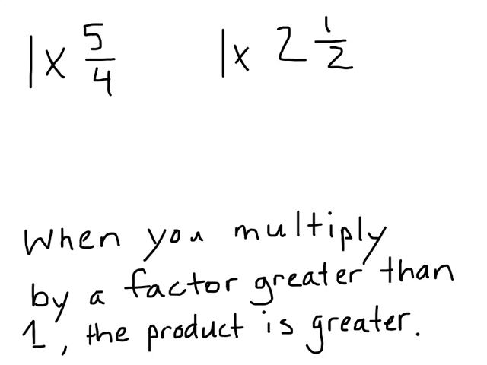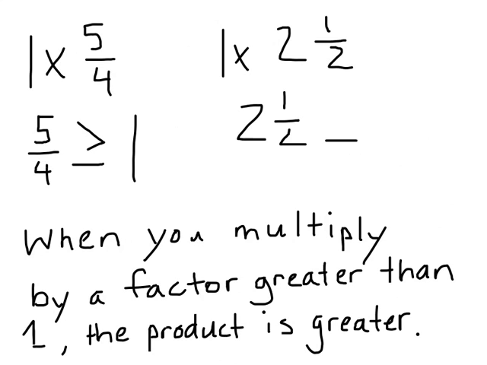What if I multiply it times an improper fraction or a mixed number? What's 1 times 5/4? It's 5/4. That's an improper fraction, a numerator greater than its denominator. So is that more than 1 or less than 1? That's greater than 1. What about 1 times 2 and 1/2? Well, is 2 and 1/2 greater than 1 or less than 1? It's greater than 1. When I multiply by a number that's greater than 1, my answer becomes larger.